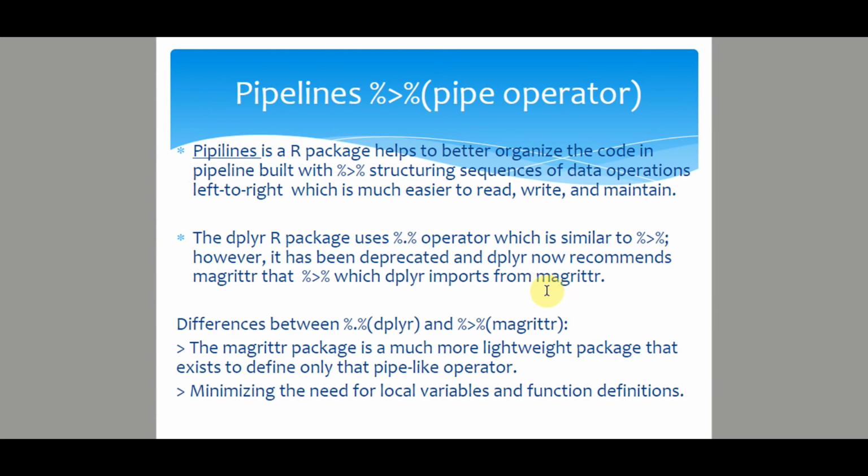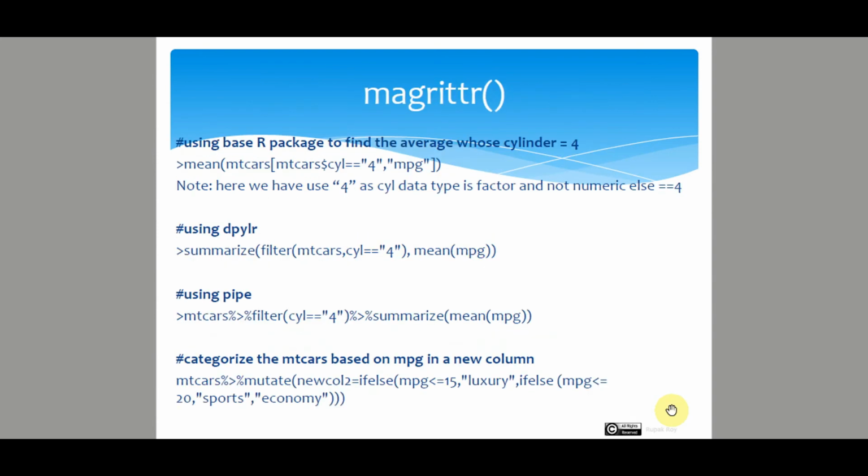The difference between them is this package is a much more lightweight package that exists to define only the pipe-like operator and minimizing the need for local variables and function definitions. I have listed how we can execute the same line of code using base R, dplyr and using pipe. Using pipe, we can clearly see the grammar of the code looks easier. And do remember, in pipes, the line of code gets executed from left to right.